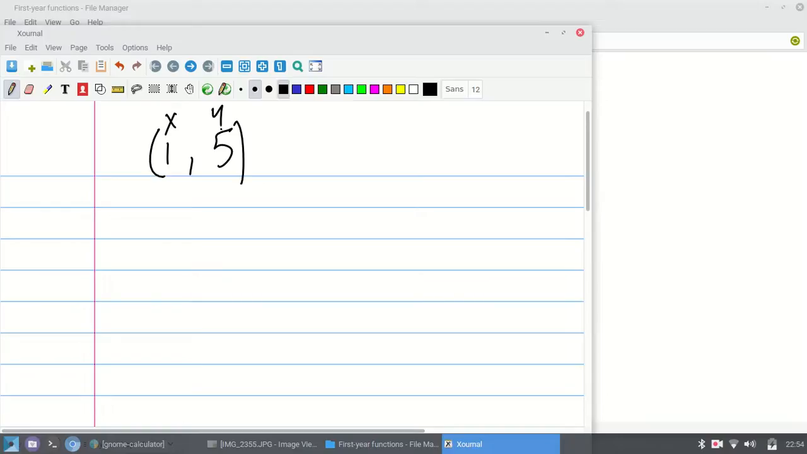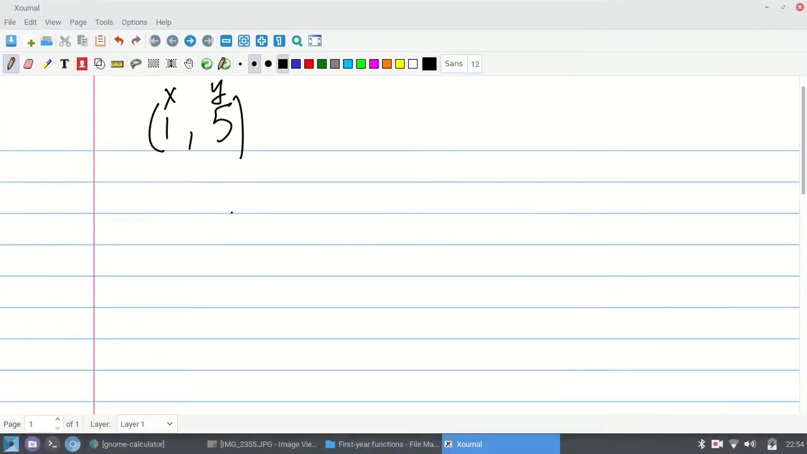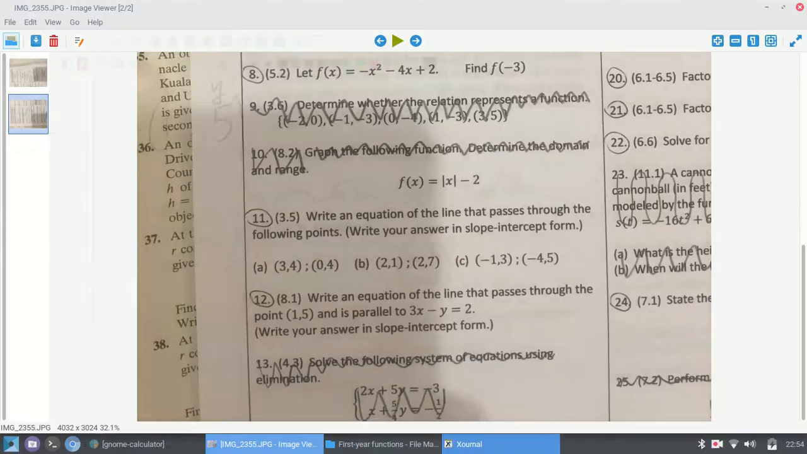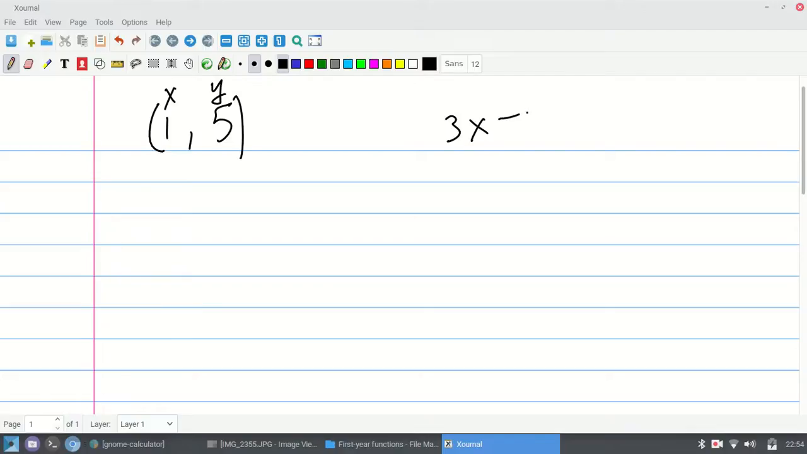So I know that it has to pass through 1, 5, so I can use this x and y. And also that it has to have the same slope as 3x minus y equals 2. Now it may not be painfully obvious what the slope is from this form. It's kind of like pseudo-standard, pseudo slope-intercept form.